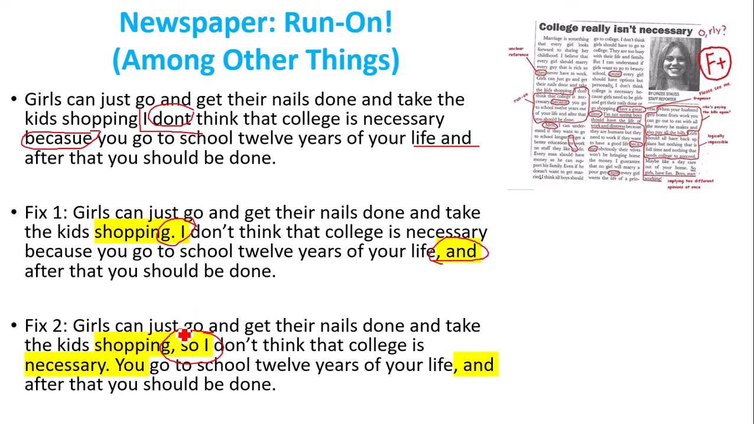The second fix, we have a comma and a fanboys conjunction. The idea of so, therefore, is she's kind of saying, because girls can just go shopping, I don't think college is necessary. Whether you agree with the idea or not, at least now it's fixed, and it would give a little bit more support for that idea.